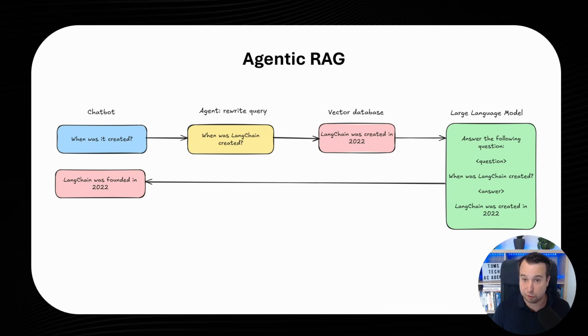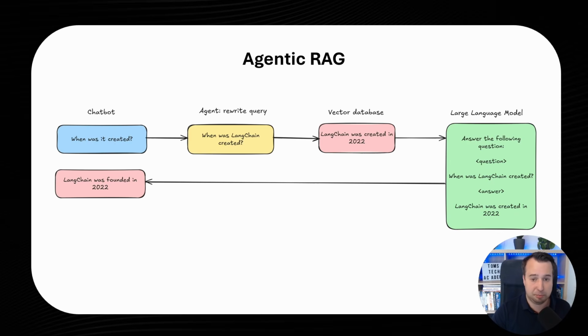The solution is Agentic Retrieval Augmented Generation. So let's take again the previous example. So the user is asking, when was it created? Then the agent will rewrite the query because the agent has access to the entire conversation, and it will rewrite the query from the user to when was LangChain created.